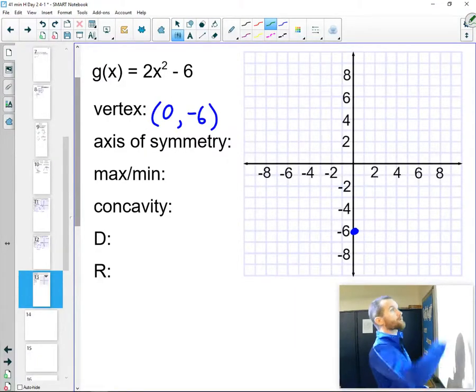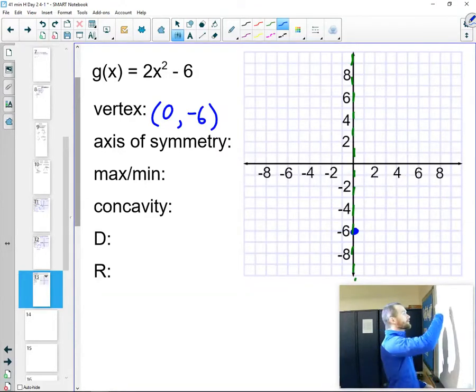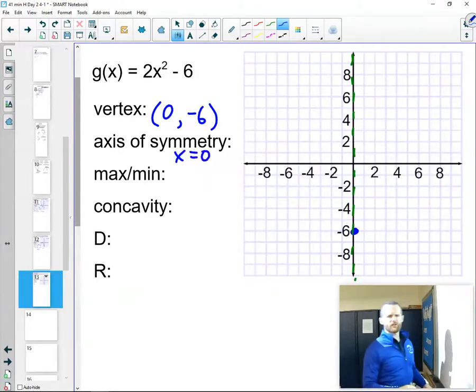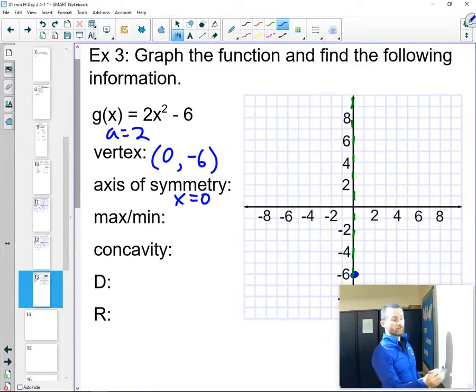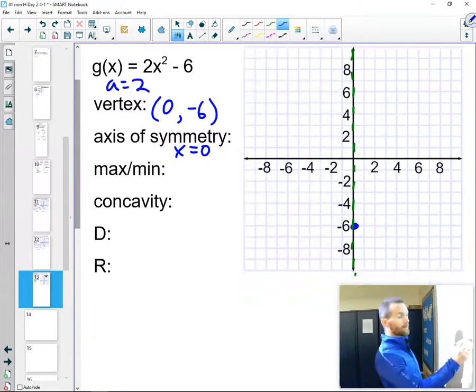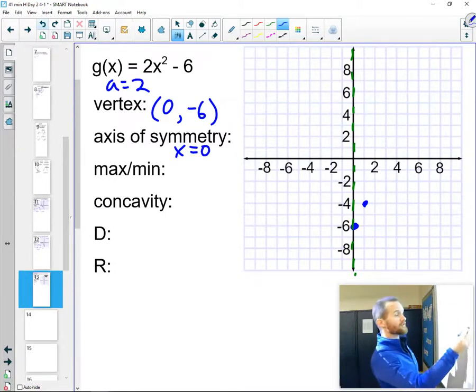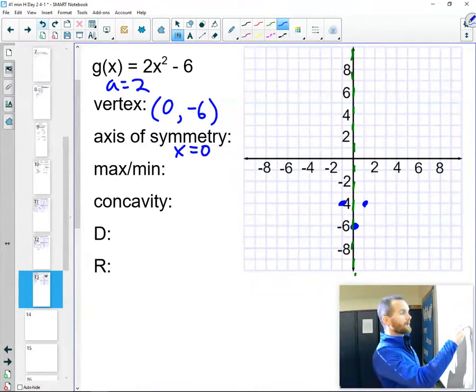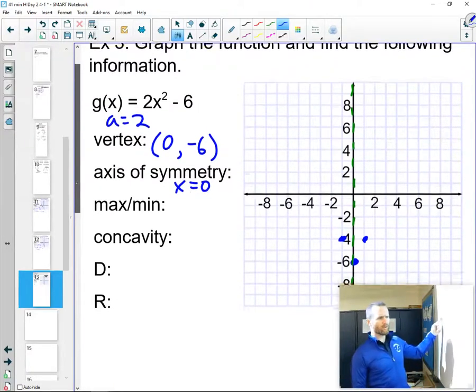Now the axis of symmetry is going right through that. So that would be the line x equals 0. And let's finish graphing this before we get the rest of it. So our a value is 2. That means from our vertex, we go right 1 and up 2. Since our a value is a positive 2, that puts us right there. Use our axis of symmetry to fold over. And there we go. Now to find our last two set of points, we need to plug in a number.